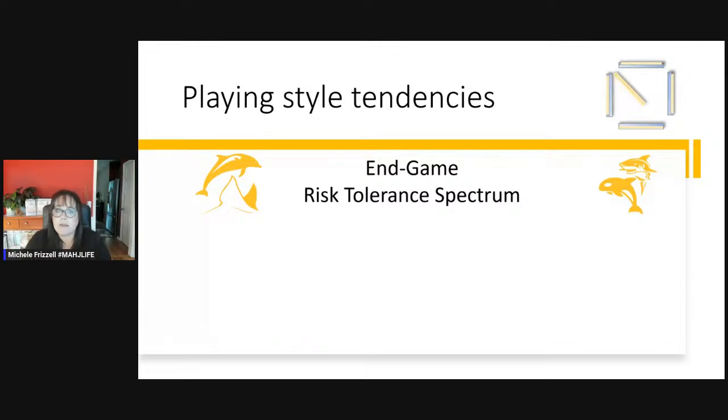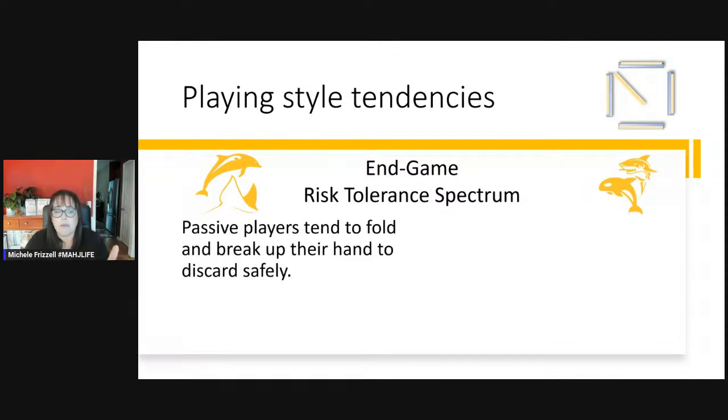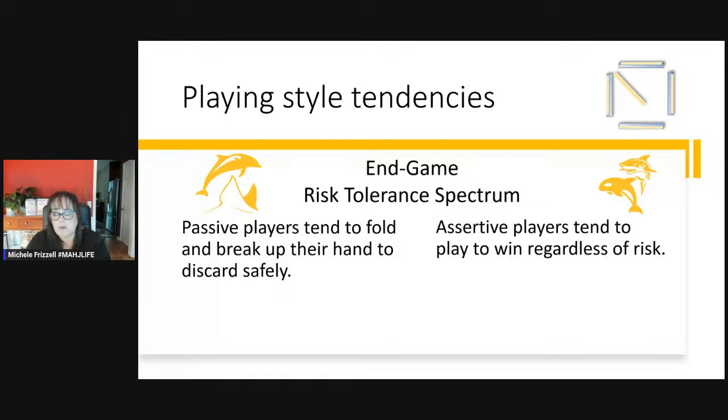And then we have end game risk tolerance. This is in the fourth wall, the last part of the game. The dolphin and stingray will typically fold earlier than assertive players. They'll break up their hand and discard safely. Versus the assertive players, the shark and the orca, will tend to play to win regardless of risk. And that again has to do with risk tolerance.